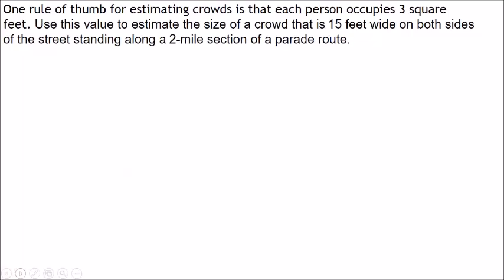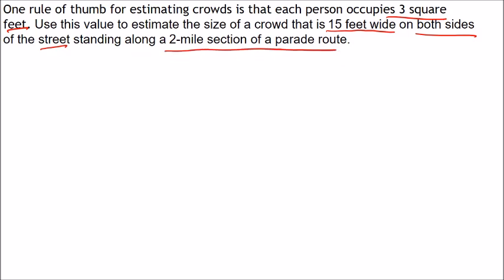Okay, and we're going to do a quick little video here on how to solve a crowd size problem based off of one where we have crowds standing in a parade along both sides of a street. So this one says one rule of thumb for estimating crowds is that each person occupies 3 square feet. Use this value to estimate the size of a crowd that is 15 feet wide on both sides of a street standing along a 2-mile section of parade route.